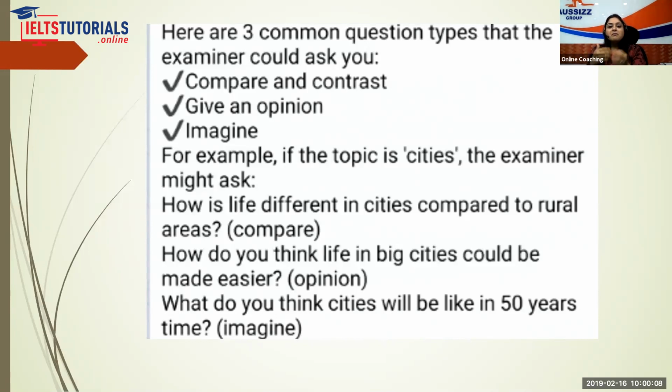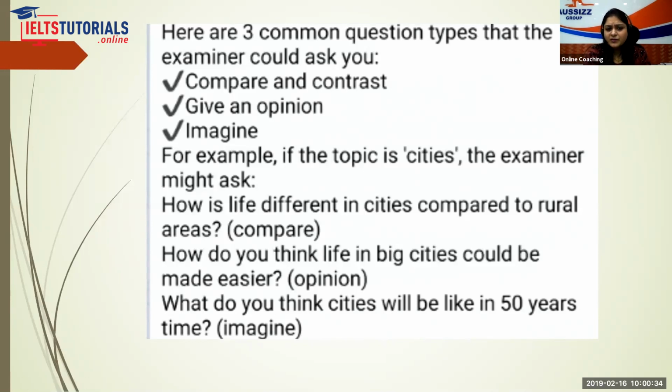Do not create a mess with your words. Do not create things that make the examiner confused. Understand the thoughts, understand the words, understand the meaning, understand the question type, that it is comparison. So compare one part, completely explain it, and then go to the next part, completely explain it. When he is asking you, how do you think life in big cities could be made easier?